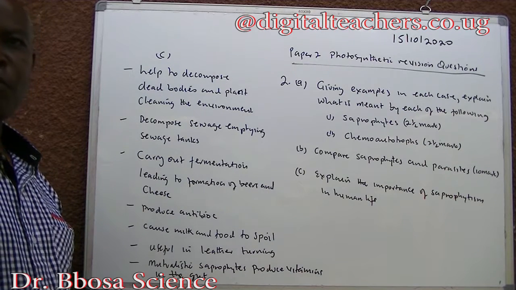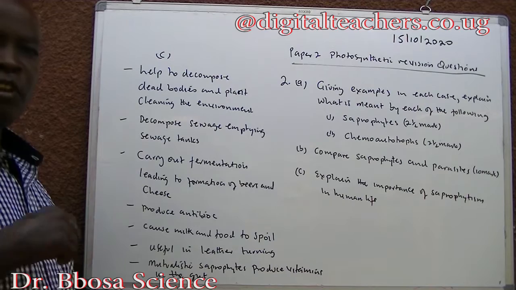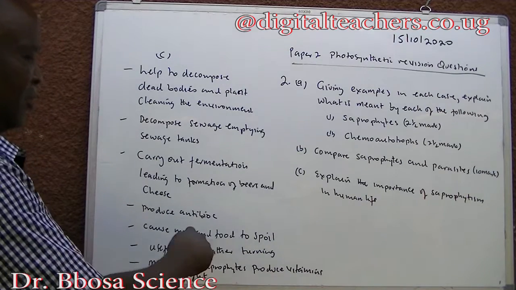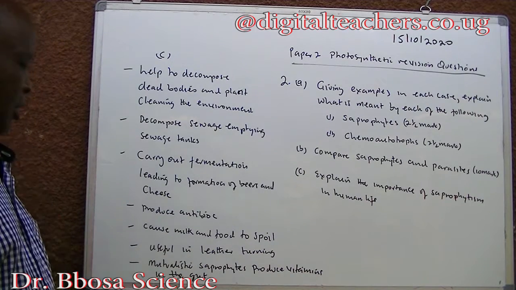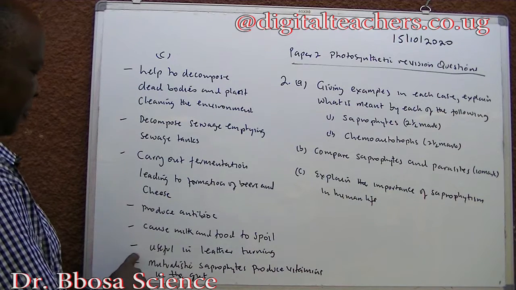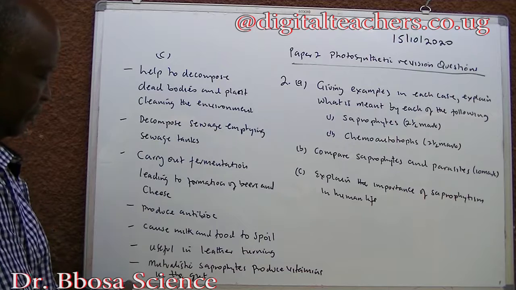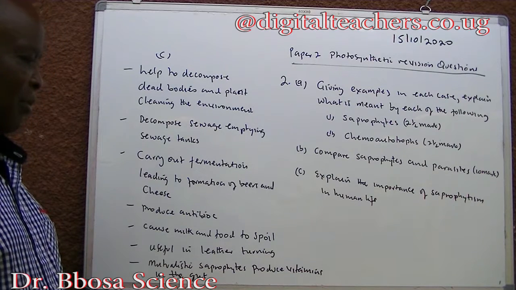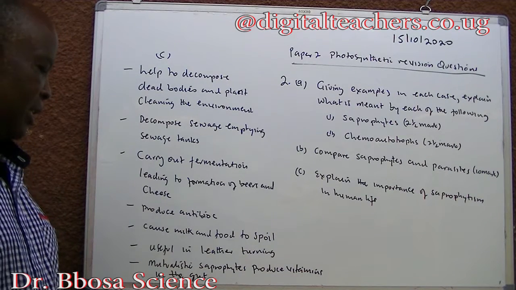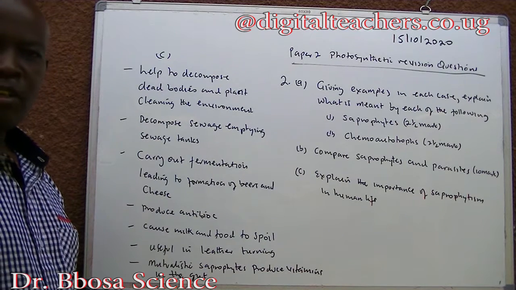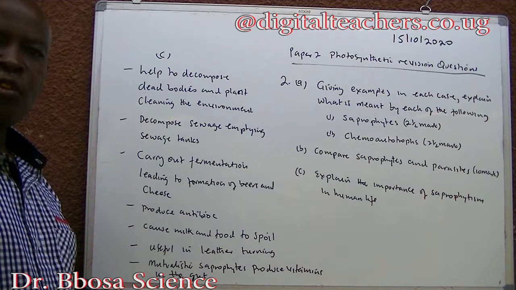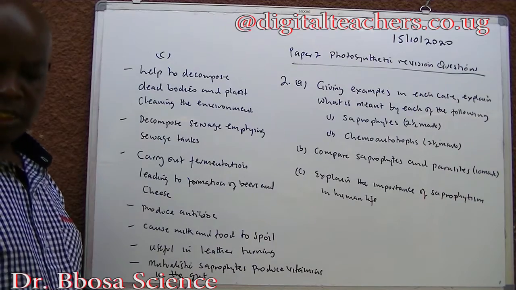They cause milk and food to go sour. So they spoil our food. We need to develop technology to keep our food from spoiling or to produce more food. They are useful in leather tanning. Mutualistic saprophytes produce vitamins in the gut, which are used by the host organisms.